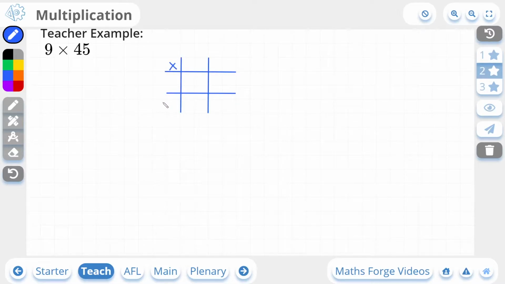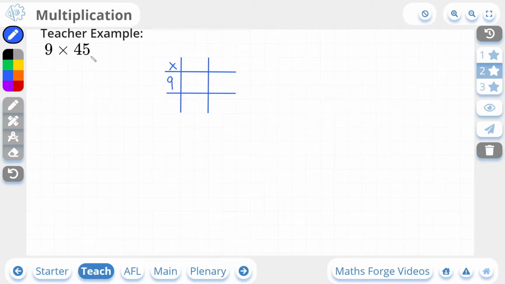Okay, now let's do a 2-star example. We have 9 multiplied by 45. So how you approach this is you can use the column method, or you can use various other types of methods. In this case, I'm going to be using the box method. So we have a 9 on its own. So I'm just going to go ahead and write that down here, 9. And then we have 45.